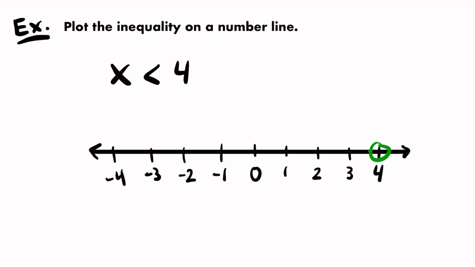All right, so your arrow should go in this direction and include all of those values less than 4. Okay, and that would be our plot of this inequality on a number line.